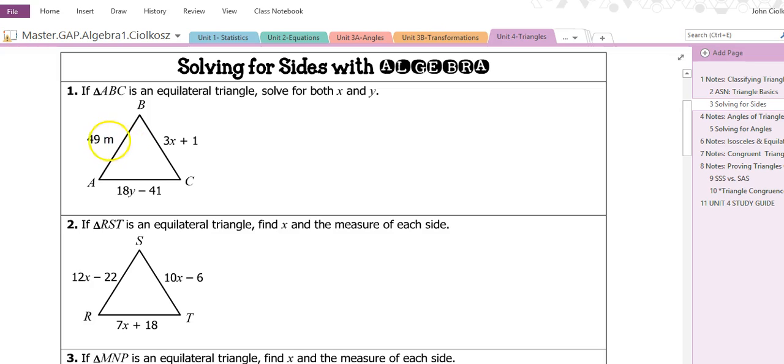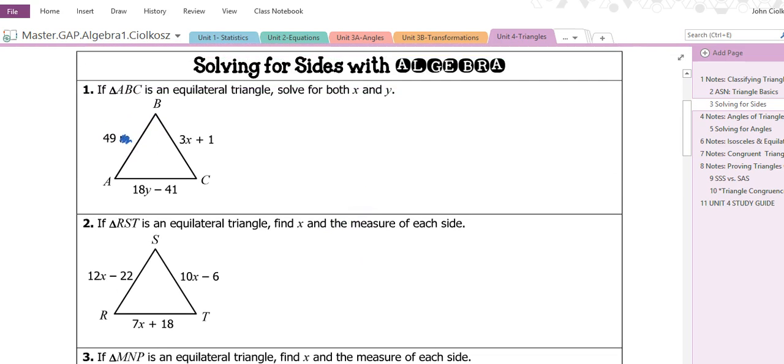Also, let's ignore this m. That was just like saying meters. So equilateral, this is equal to this, and this is equal to this. So we could set those two things equal as such.